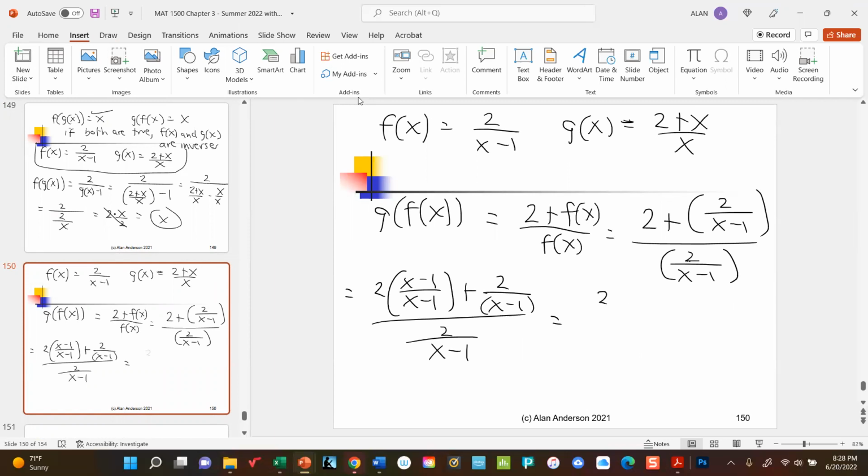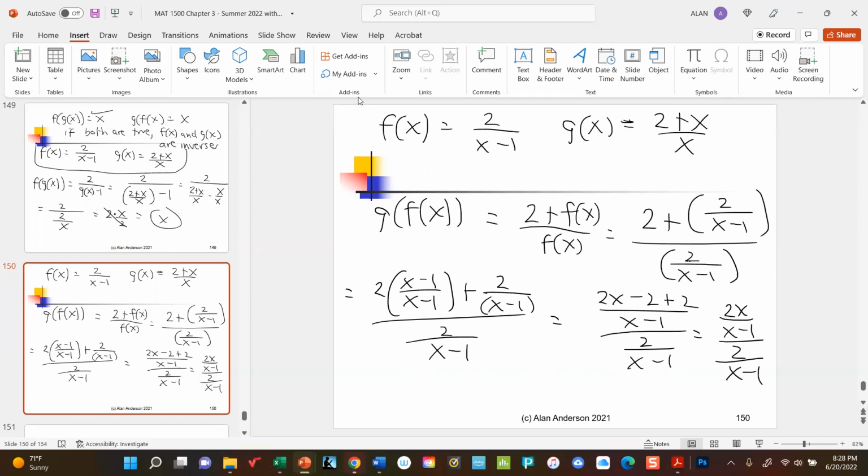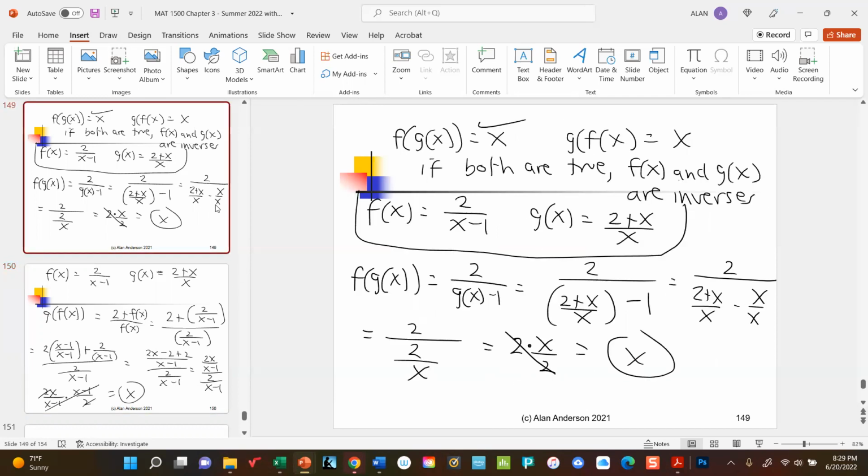So let's see. 2x minus 2. So I'll rewrite it as 2x over x minus 1 times the inverse of the denominator. These cancel, these 2's cancel. Oh, yeah, there we go. So this one worked as well. So what we just did is prove that these two are, in fact, inverses of each other.